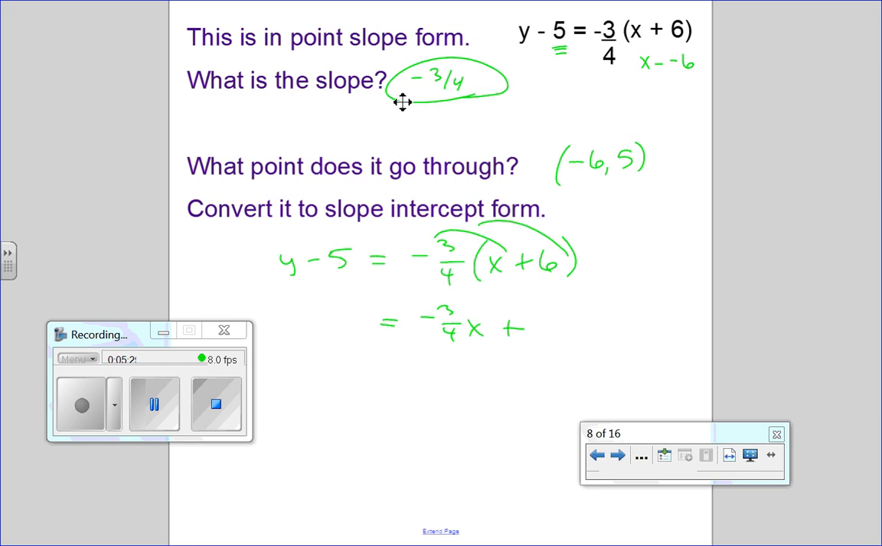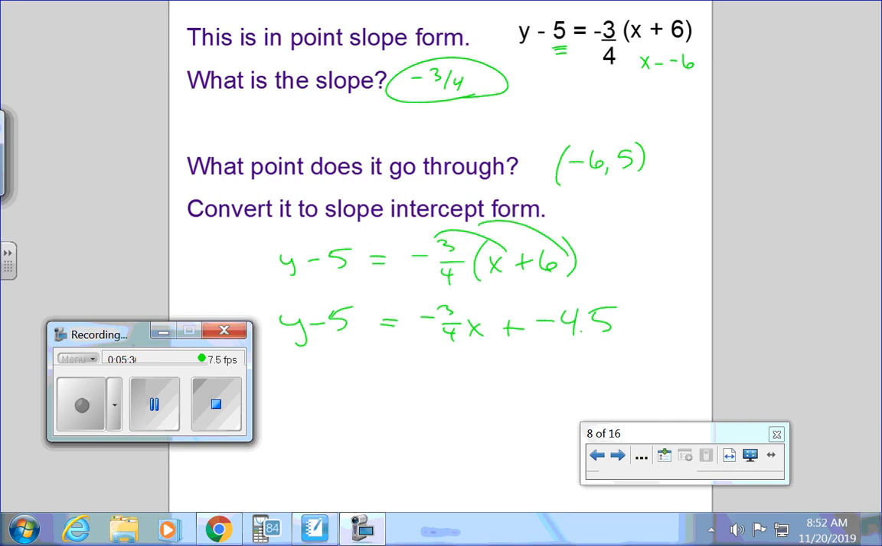Negative 3/4 times 6 is negative 4.5. Alright, so I distributed right in the middle of the problem. I distribute the negative 3/4, and now I have one more step. Do you know what it is? We're trying to get into slope-intercept form, so we're trying to solve for y. That's my last step, little scholars.